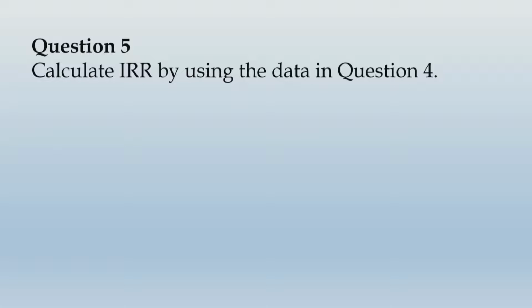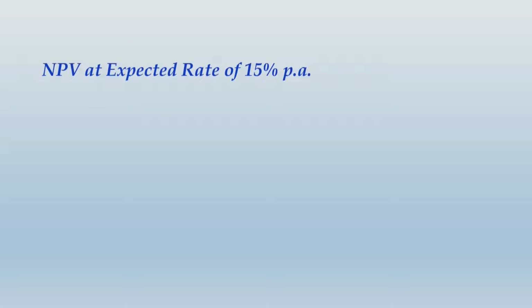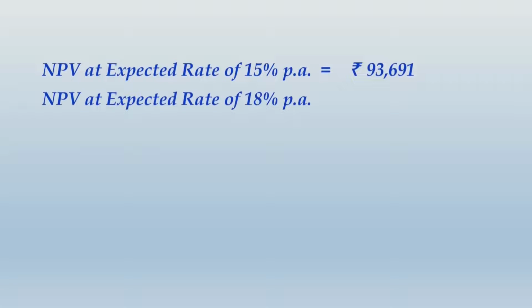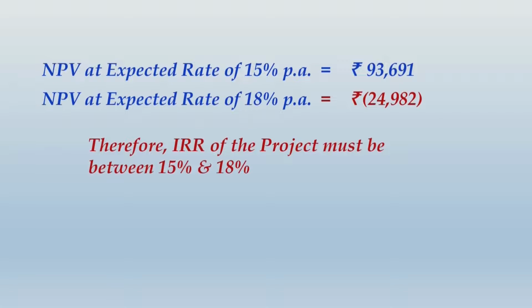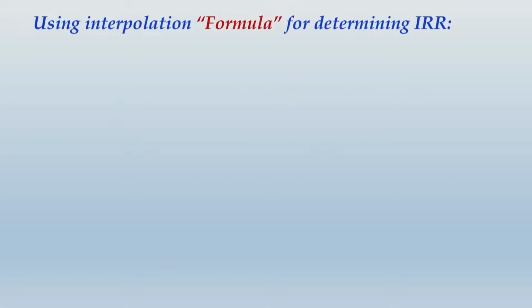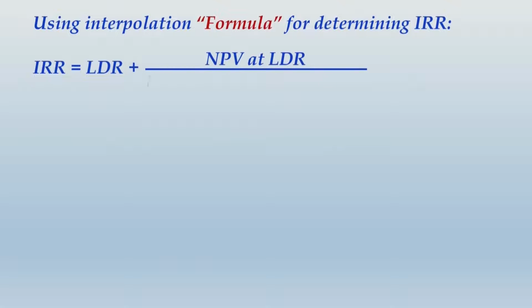So what we can simply write up is, NPV at expected rate of return of 15% per annum is rupees 93,691. NPV at expected rate of return of 18% per annum is negative 24,982. So IRR of the project must be between 15% and 18%. Let us move ahead and now apply interpolation formula for determining IRR. So here goes the formula.